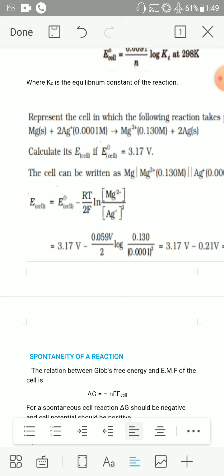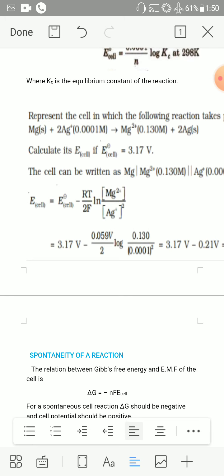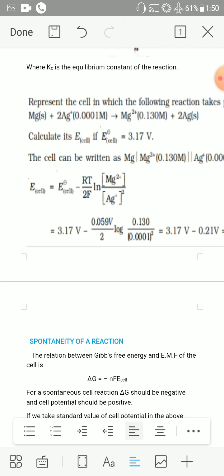So the cell can be written as magnesium slash magnesium 2 plus. And you have to write the concentration of magnesium 2 plus ion in aqueous solution, and then the salt bridge, and then silver plus and Ag plus arrow Ag. Because magnesium is oxidized to magnesium 2 plus, magnesium to magnesium 2 plus acts as anode, and Ag plus to Ag is a reduction reaction, so it acts as cathode.